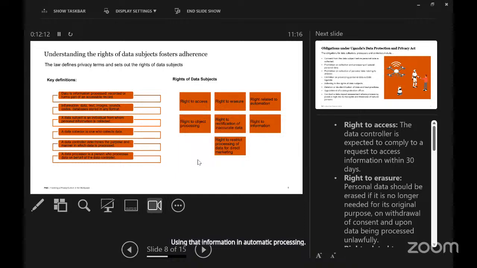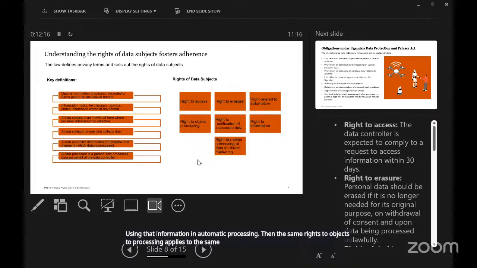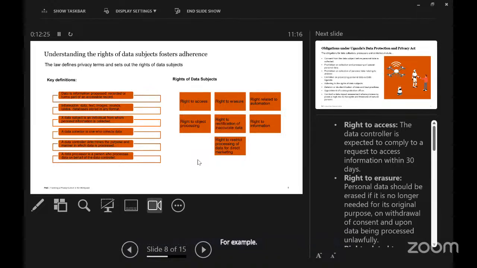Then the same right to object to processing applies: what are you doing with my information at every point, and I have a right to object if you're using it for something that I do not approve of. For example, if I gave you information for purposes of health insurance, I do not expect you to use it for purposes of termination, or using my health as a reason to terminate or any other unfair treatment. I will object to that processing for a purpose for which I did not provide that information.